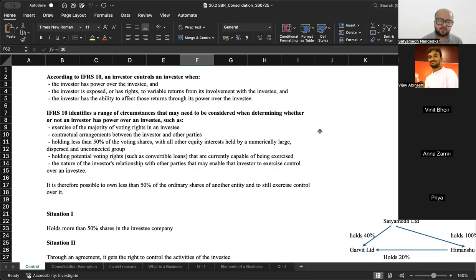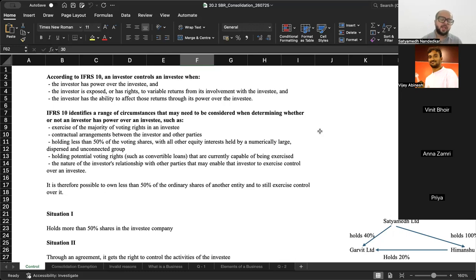An investor controls an investee when the investor has power over the investee, and the investor is exposed to, or has rights to, variable returns from its involvement with the investee, and the investor has the ability to affect those returns through its power over the investee. The fact that they have mentioned variable returns is indicative of the fact that you cannot acquire control through debt. You can acquire control only when you hold equity.